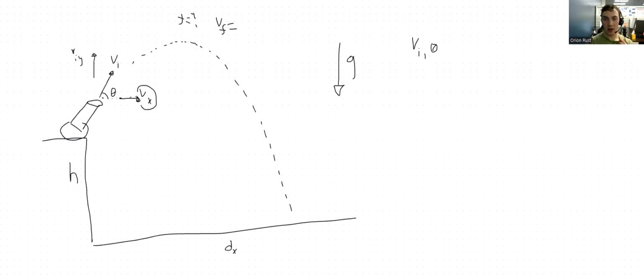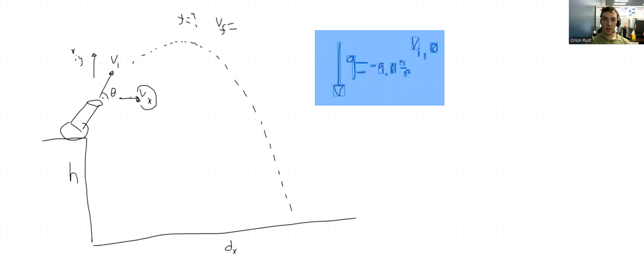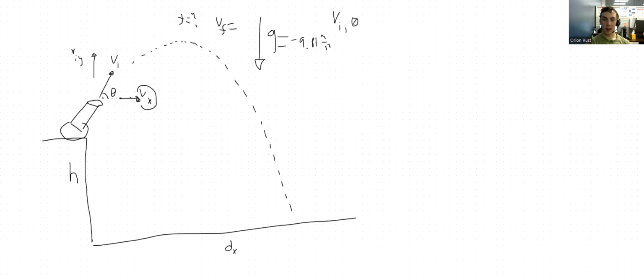So we're given our initial velocity and theta, and acceleration due to gravity, which is negative 9.81 meters per second per second. That's our units for acceleration. Okay, now what do we do from here? Let me move this off to the side. What's our next step? Well, we can use our kinematics equations to find things. So in this instance, let's start with time.